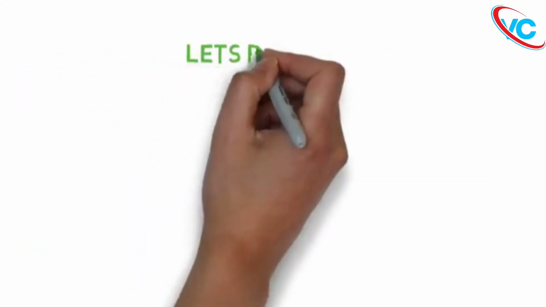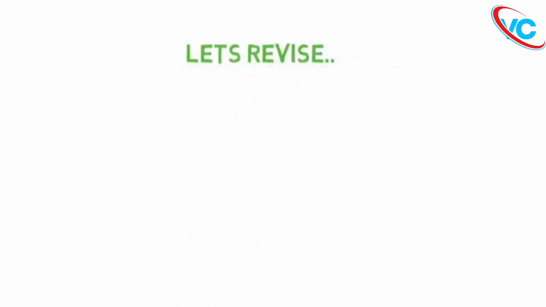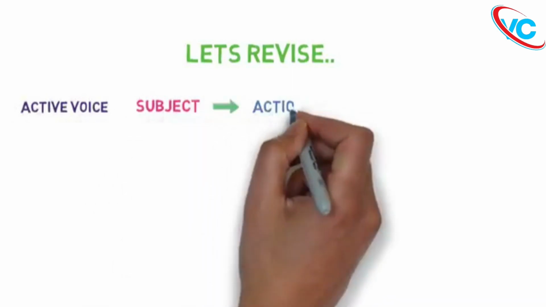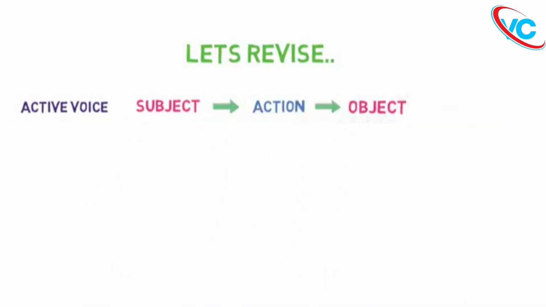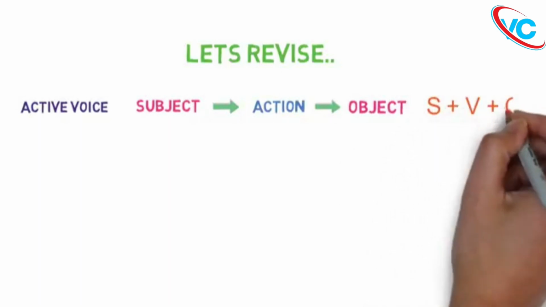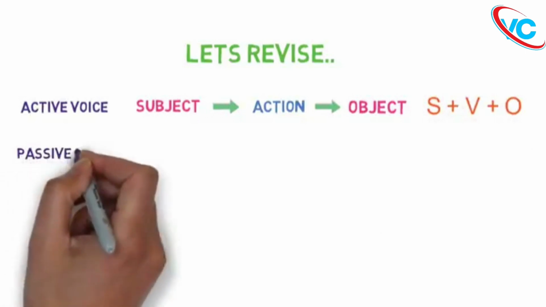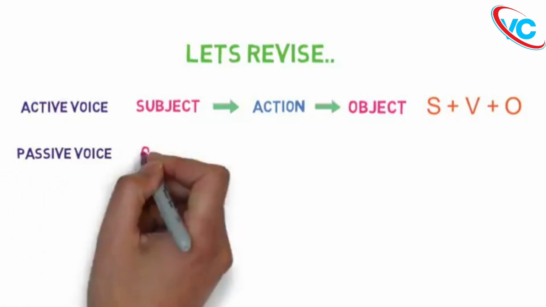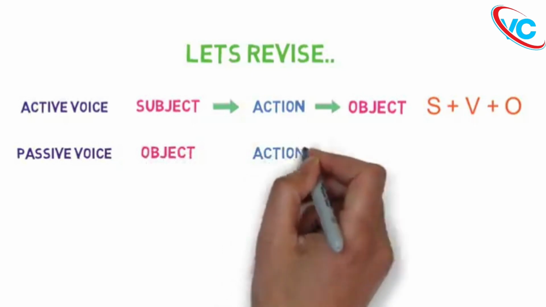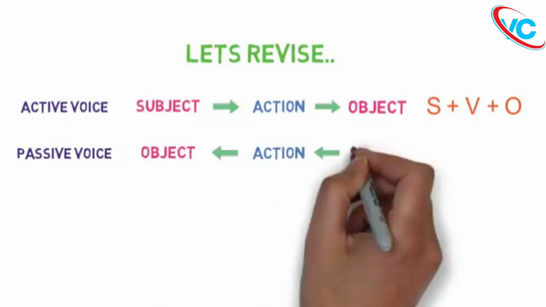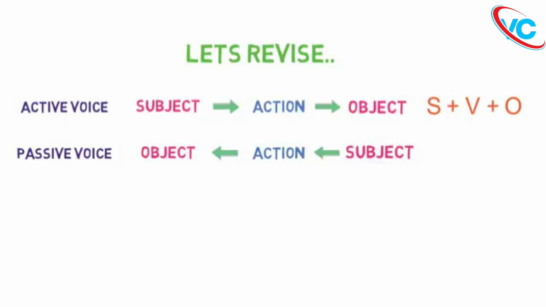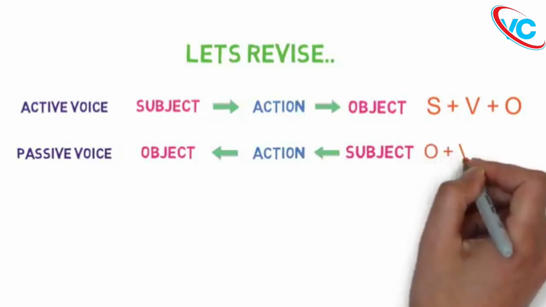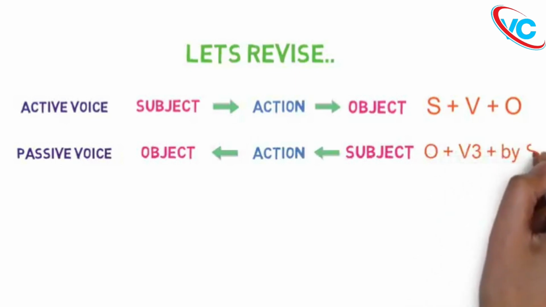Now let's quickly revise what we have learned in this video. Firstly, we discussed what active voice is. Here the subject performs the action and the object receives the action. The general sentence structure of it is subject plus verb plus object. Then we discussed passive voice. Here more importance is given to the object and the action that is being performed rather than who has performed the action. The general sentence structure of it is object plus verb plus by plus subject.